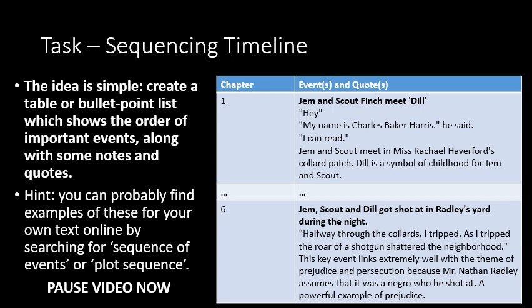Another one that I've added there is from chapter 6, when Jem, Scout and Dill try to sneak into the Radley's yard in the middle of the night, and they get shot at by Mr. Nathan Radley. I've got the quote there, and a brief explanation of the quote. It's to show the presence of prejudice, that he would quite happily open fire with his shotgun, believing there to be a black person or a Negro in his garden.